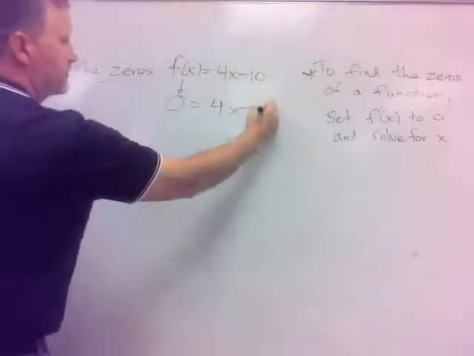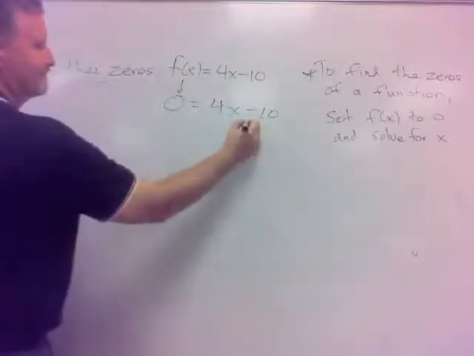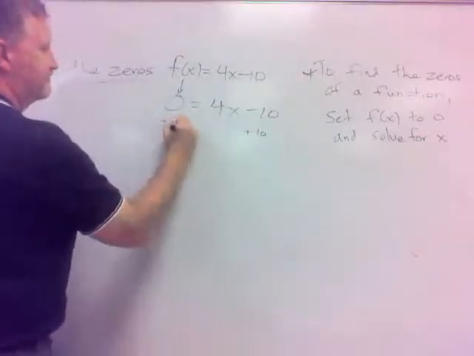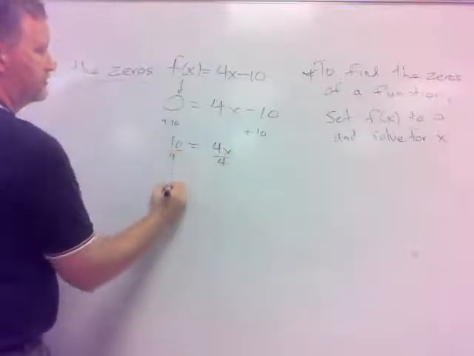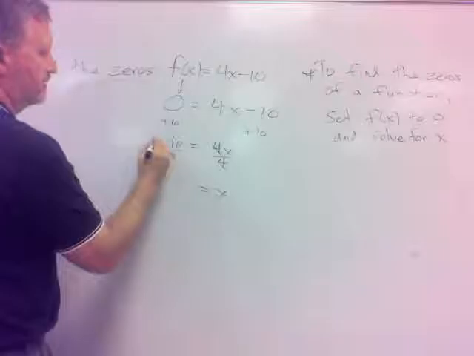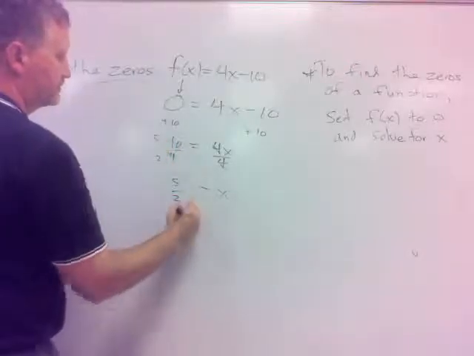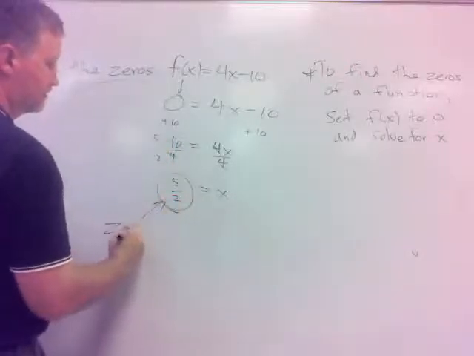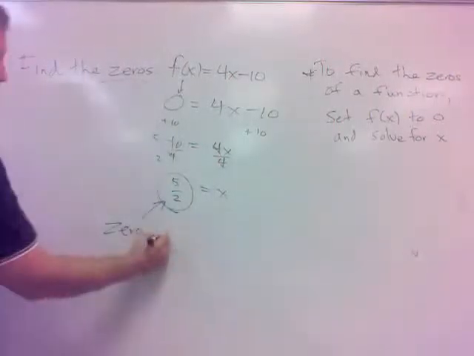So I get 0 equals 4x minus 10. That just sets up an equation to solve. How do we solve that one? Add the 10, divide by 4. And reduce, that one reduces to 5 halves. Okay? So the zero of this function here is 5 halves. 2.5.